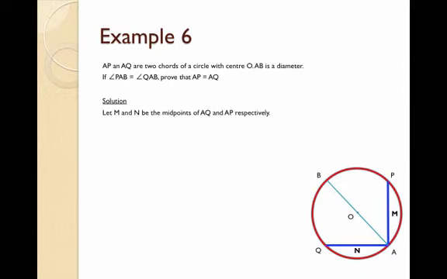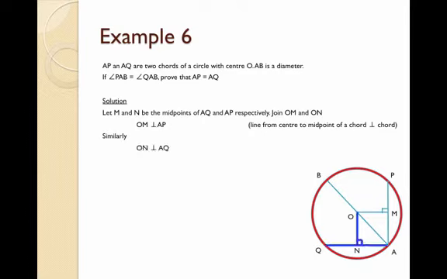Okay. Like I said, we're going to start by letting M and N be the midpoints of AQ and AP respectively. And I will join OM and ON to create two triangles. From this I know that OM will be perpendicular to AP, because the line from the center to the midpoint of a chord is perpendicular to the chord. Similarly, I know that ON is perpendicular to AQ.